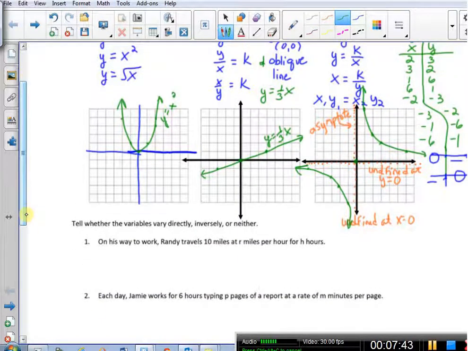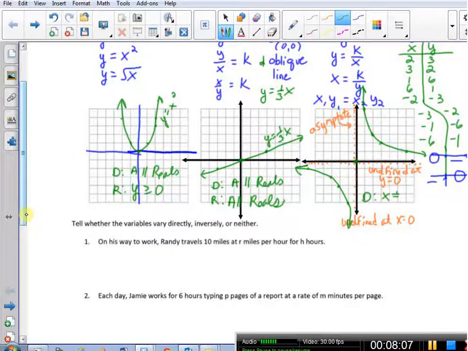Now let's talk about the domain and the range. For this one, the domain was all reals, and the range was y is greater than or equal to 0. On the oblique line, that's all reals for the x's and all reals for the y's. But on my inverse variation, the domain is x not equal to 0, and my range is y not equal to 0.